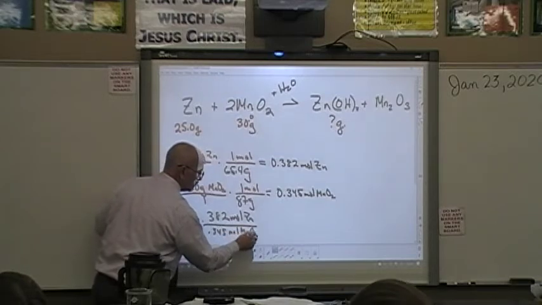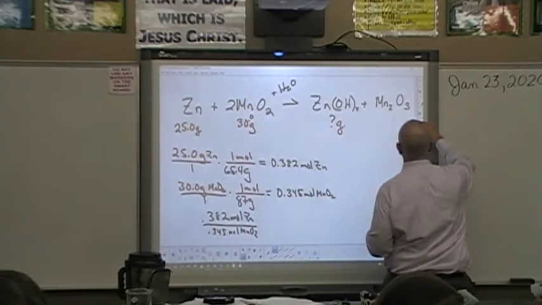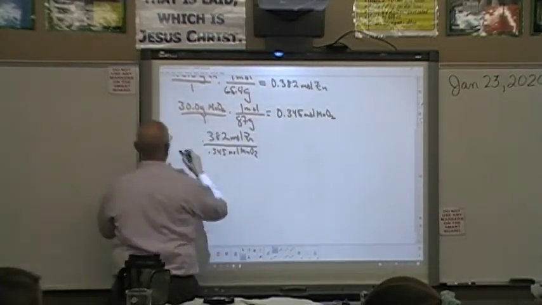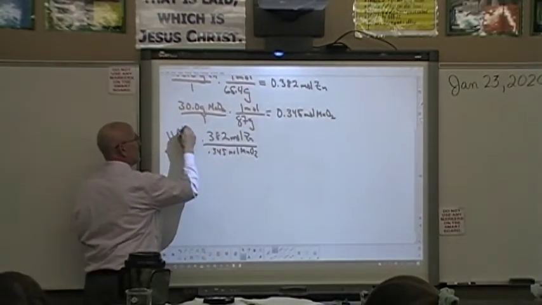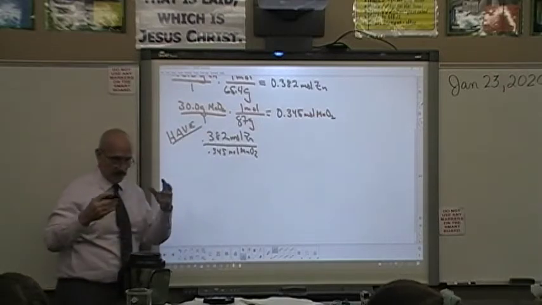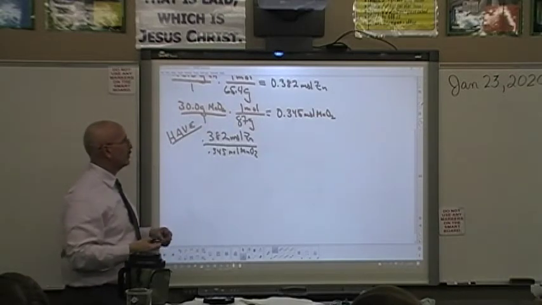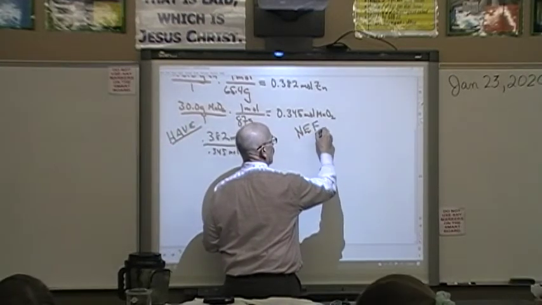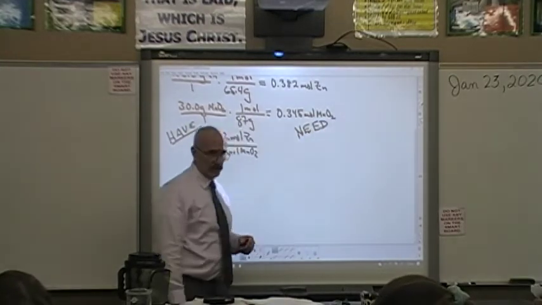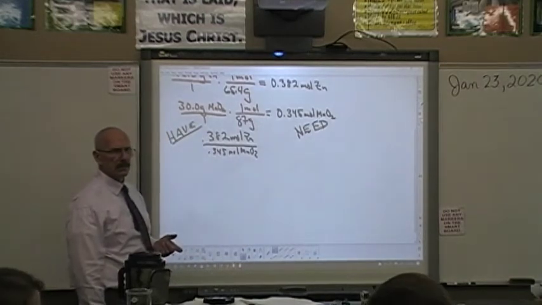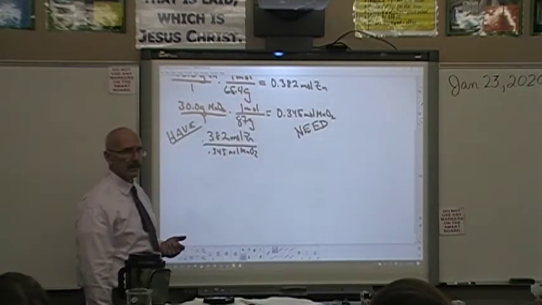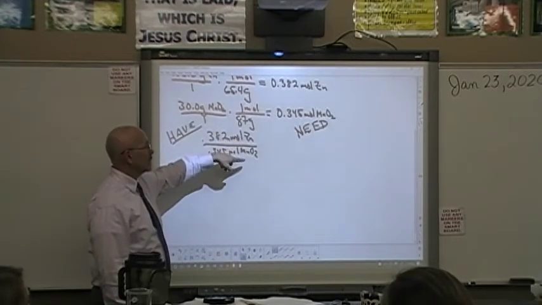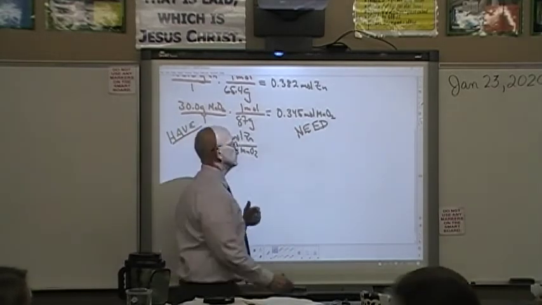I'm going to scroll this up and shrink it a little bit so we can get more on the board here. This is what I have, HAV. Get in the habit of labeling these two things so you can compare them and not lose track of them. What do I need? That's going to be the coefficients from the balanced chemical reaction. Is it 2 to 1 or 1 to 2? Or 1 to 1? What's the coefficient for the zinc? What's the coefficient for MnO2? Okay, so it's 1 and 2?